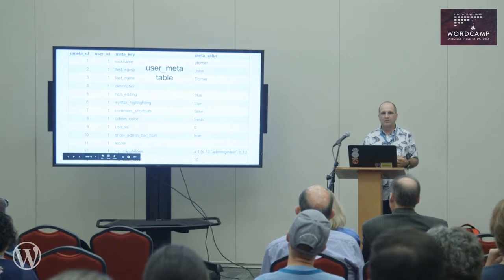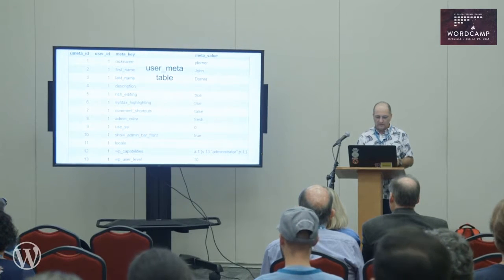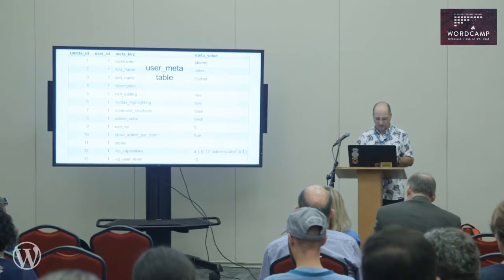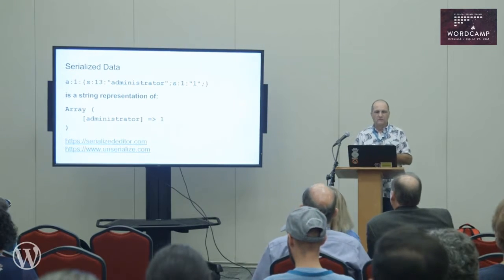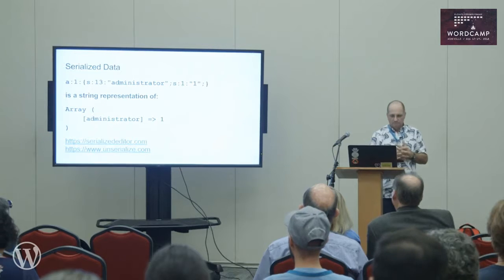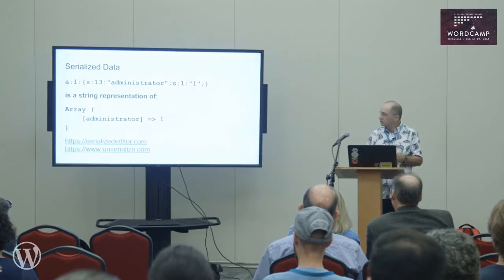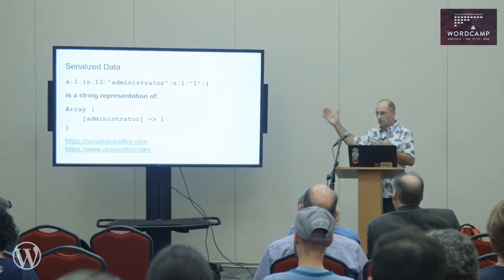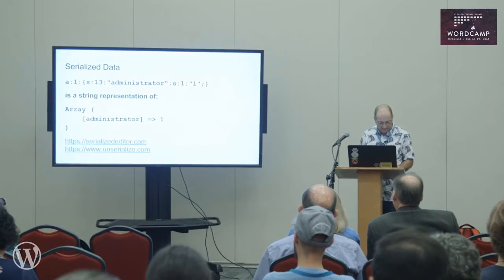These WP capabilities, these are the roles that I have. User level, that's deprecated. There used to be multiple levels, but now they've done away with that and instead use capabilities. Serialized data. You notice that for the capability, it had this funny string of text. That is what's called a serialized array, and it is a string representation of that single array. Now, you can have multi-level arrays in here, and they can be stored as serialized data.